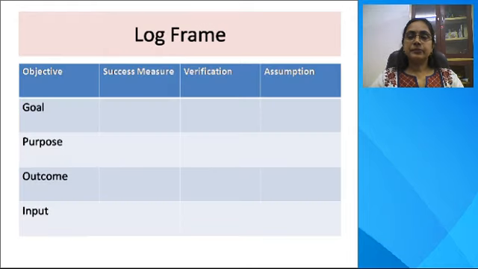We haven't discussed the log frame, and I will talk about it later. Again, this is a sort of matrix and it has the inputs, outcome, purpose of the activity, the goal. It has different success measures, how you are going to verify the success measure, and the different assumptions. That means what else needs to be true in order that the next level is achieved.